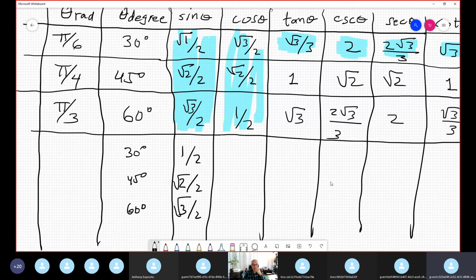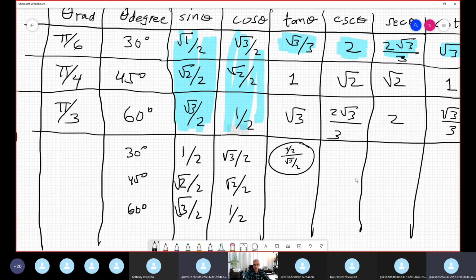I got it. The column of the cosine you can put in the opposite direction because they are complementary. So this is radical 3 over 2, radical 2 over 2, and 1/2. And for tangent, this is division: sine divided by cosine, 1/2 divided by radical 3 over 2, and so on. Do you understand? It's no big deal. We practice more.